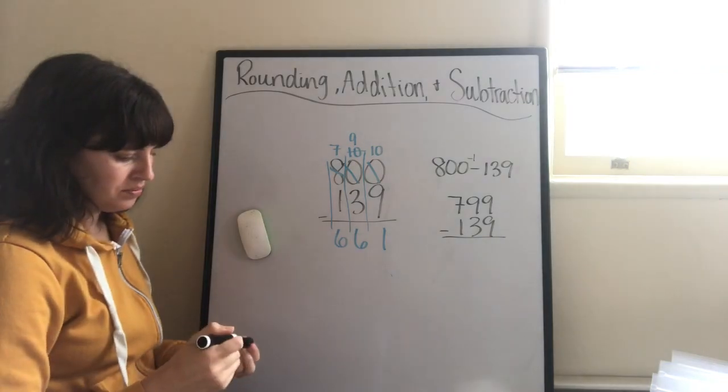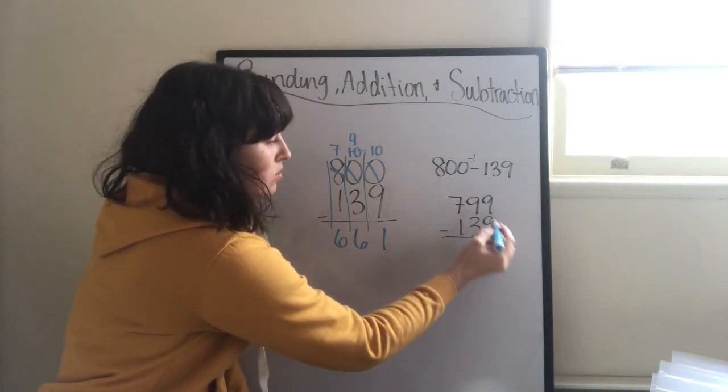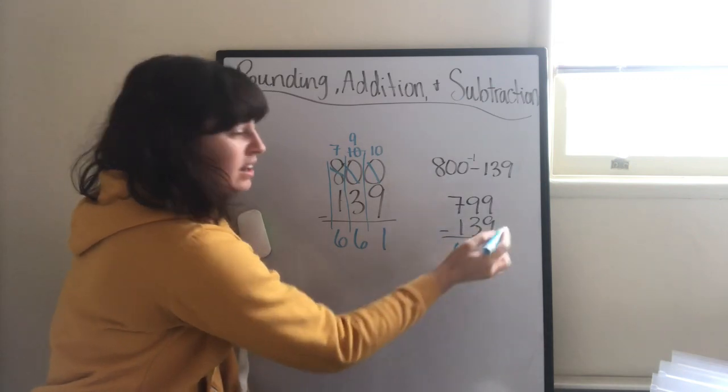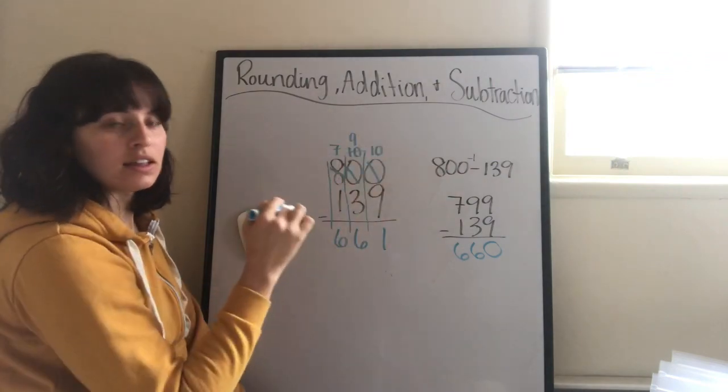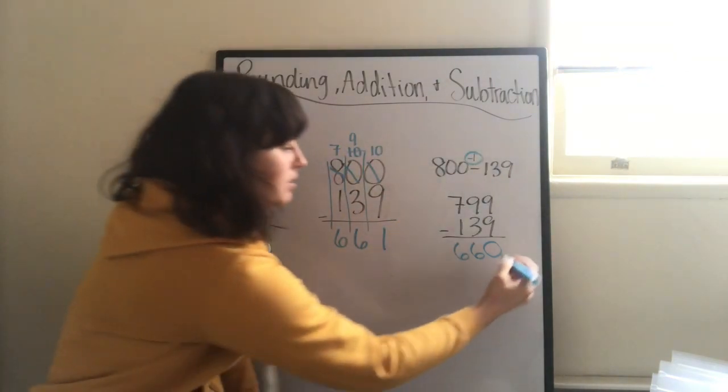Let's do that. 9 minus 9 is 0. 9 minus 3 is 6. 7 minus 1 is 6. I didn't have to regroup. I didn't have to do anything like that. But I did subtract 1. And now I have to give that 1 back. So now I'm going to add 1.